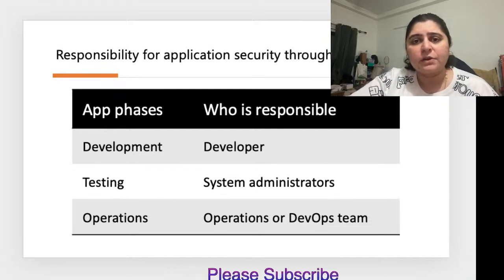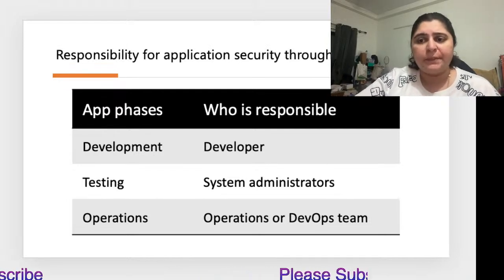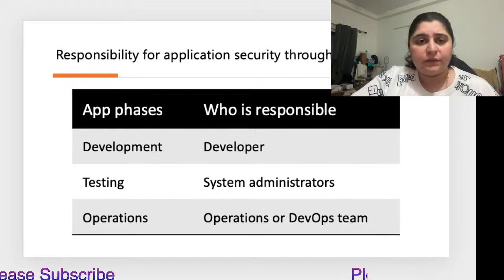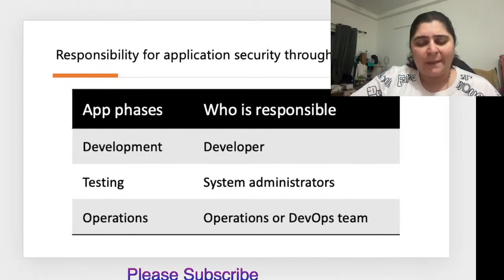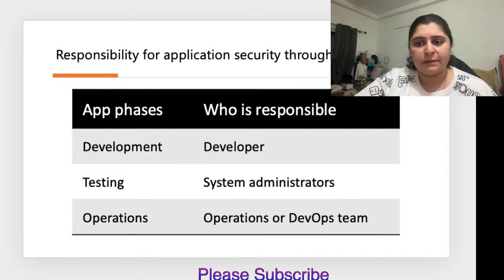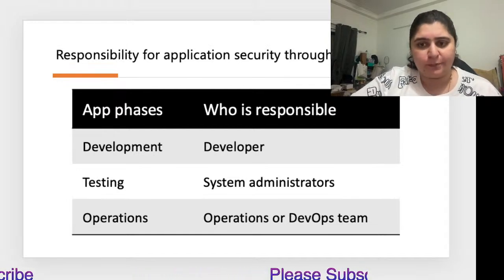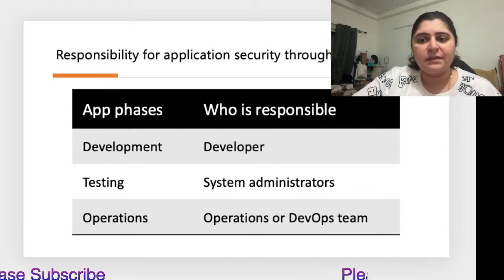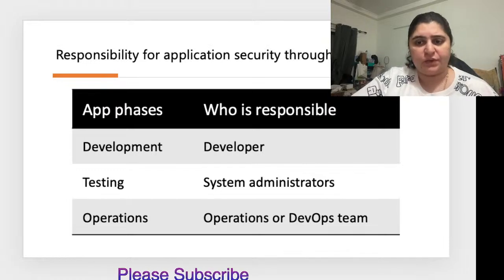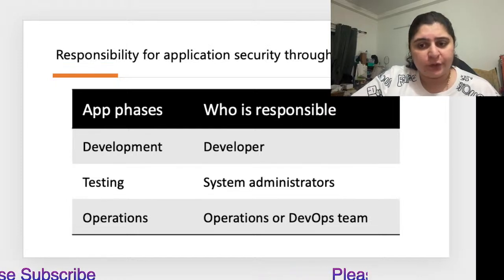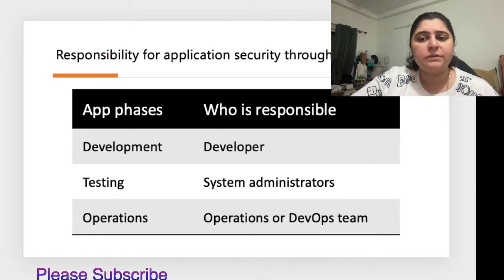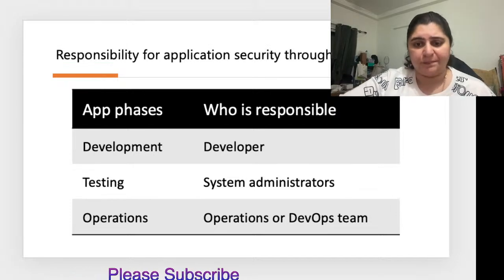Coming to the responsibility for application security throughout the life cycle. Now, who will decide who is responsible for the security in each phase of the life cycle? So, if the app is in the development phase, the responsibility is of the developer. If the app is in the testing phase, the responsibility is of the system administrator. And if the app is in the operations phase, the responsibility becomes that of the operations or DevSecOps team. Okay.